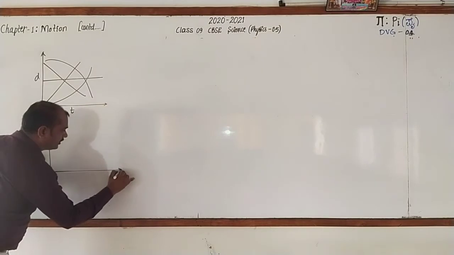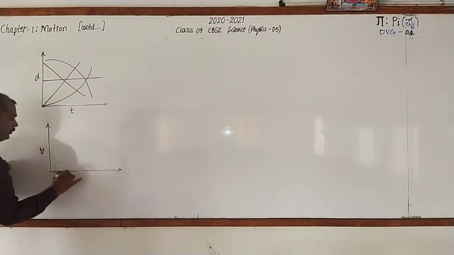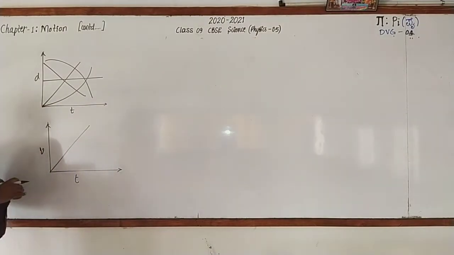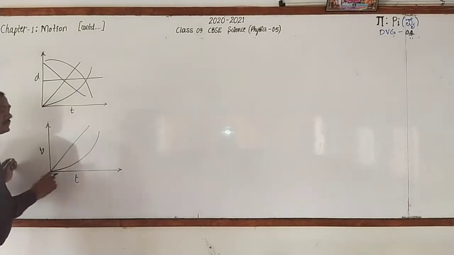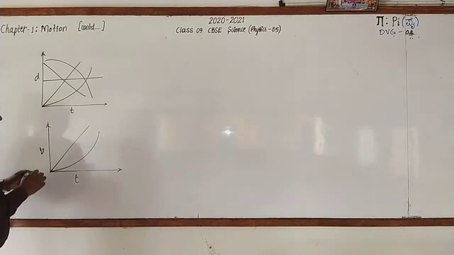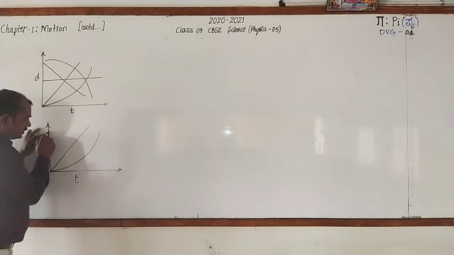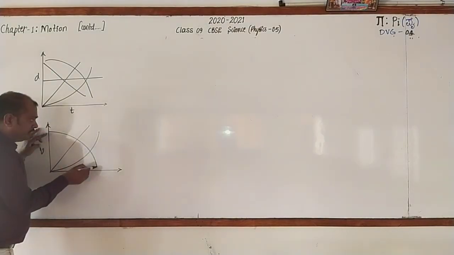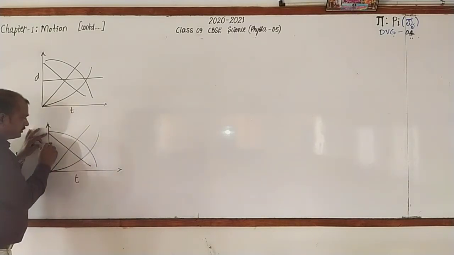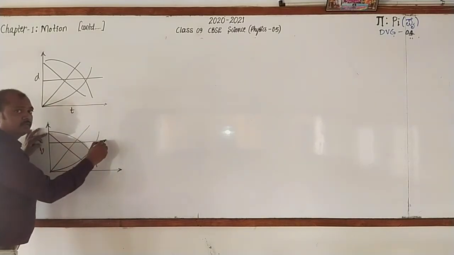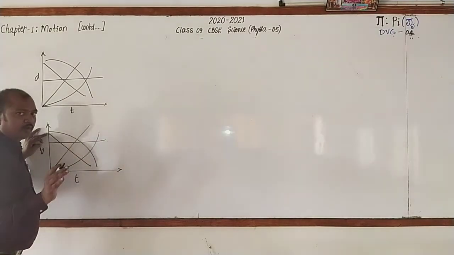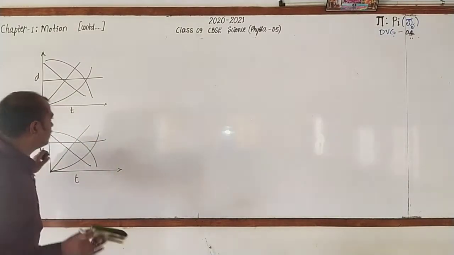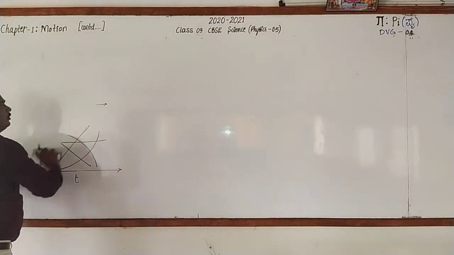Let me go for taking again one more, that is VT graph. What does this straight line indicate? It is uniform acceleration. Clear? Then this is non-uniform acceleration. And third one, see that, non-uniform deceleration. Uniform deceleration. This is constant velocity. Followed? Okay.